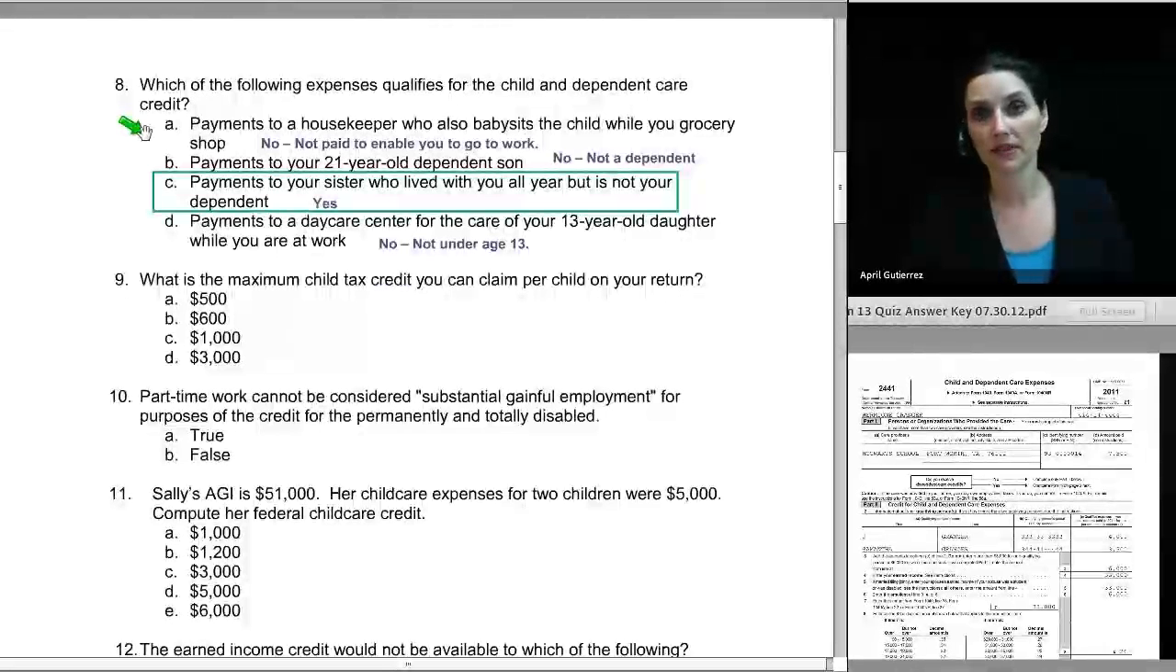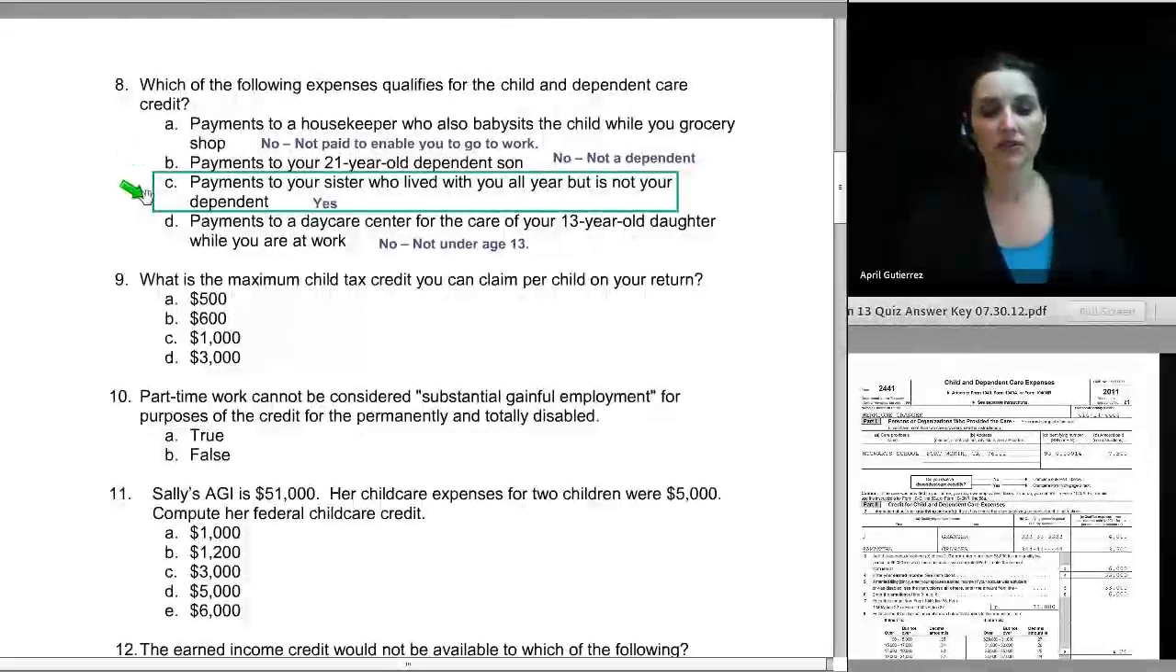One is you're paying a housekeeper and you don't get a credit for the cost of housekeeping. The second problem is you didn't pay the expense to go to work. Going grocery shopping is not work unless you happen to be a professional shopper, right? So A is simply not a correct choice. Then we have B, payments to your 21-year-old dependent son. No, the son is not under age 19, but he is a dependent, and you may not claim a credit for someone for money paid to a person who is your dependent.